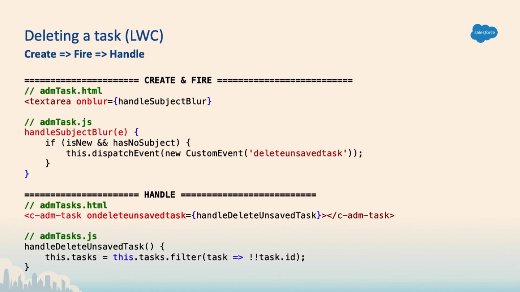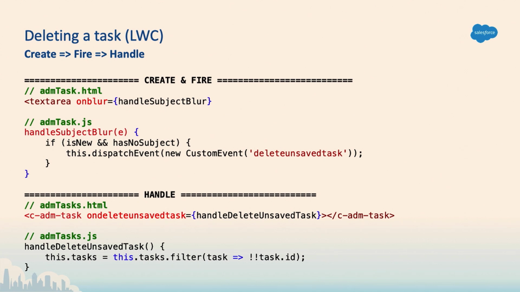Then in the HTML file on blur, we invoke the handle subject blur method, check if it's new and has no subject. If so, we dispatch the event. Inside of the tasks component, we're declaratively handling the delete unsaved task event by adding an on delete unsaved task attribute to the task component. If it hears that, it's going to call handle delete unsaved task, which will just filter out any tasks that have no ID again.